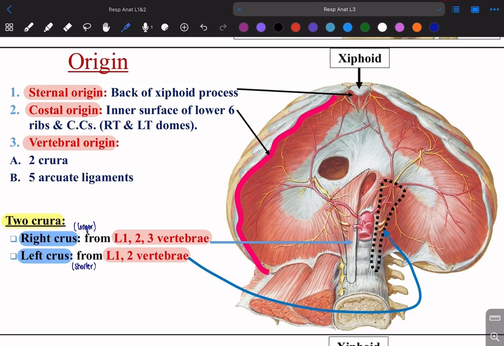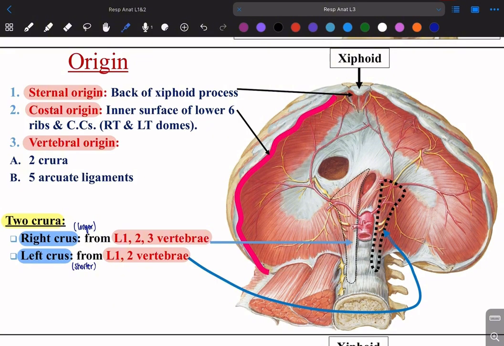Then we have the costal origin. The costal origin, as we can see here, is gonna be the inner surface of the 6 lower costal ribs and cartilages. So we can see these are the costal ribs and these are the costal cartilages, and this is the inner surface for them. So the inner surface is gonna be the costal origin for the diaphragm.